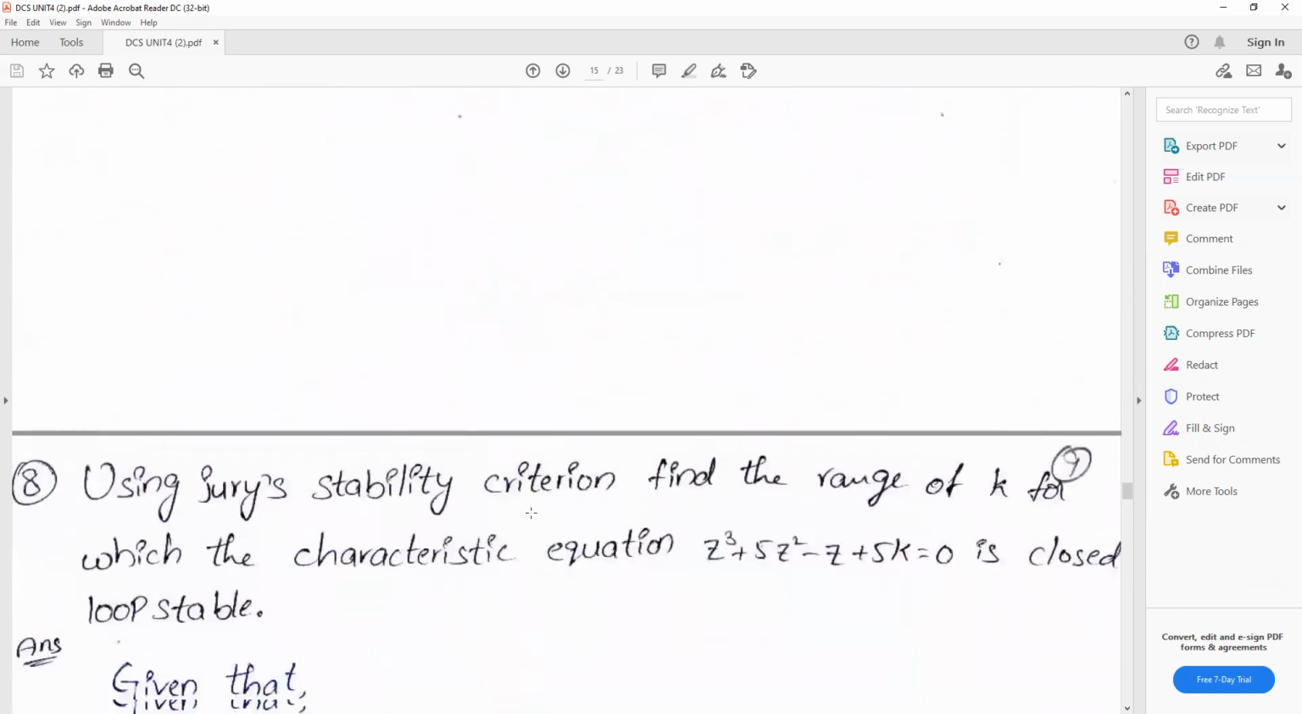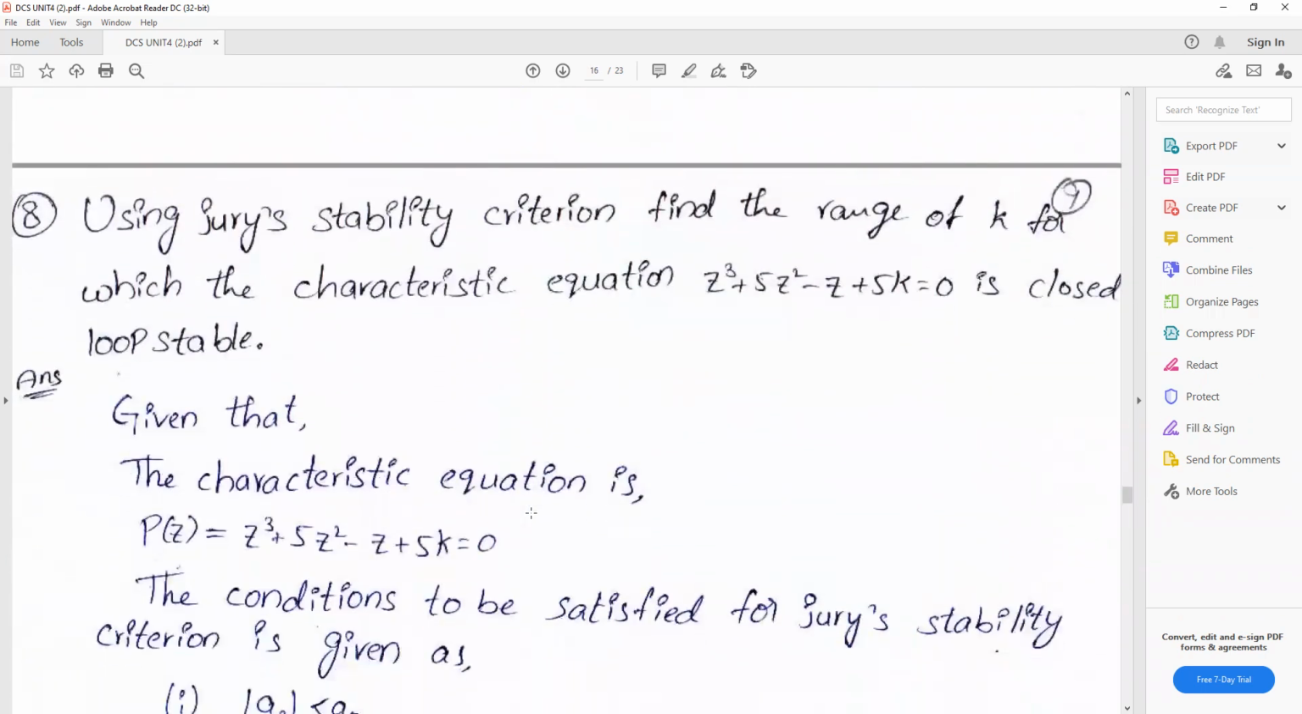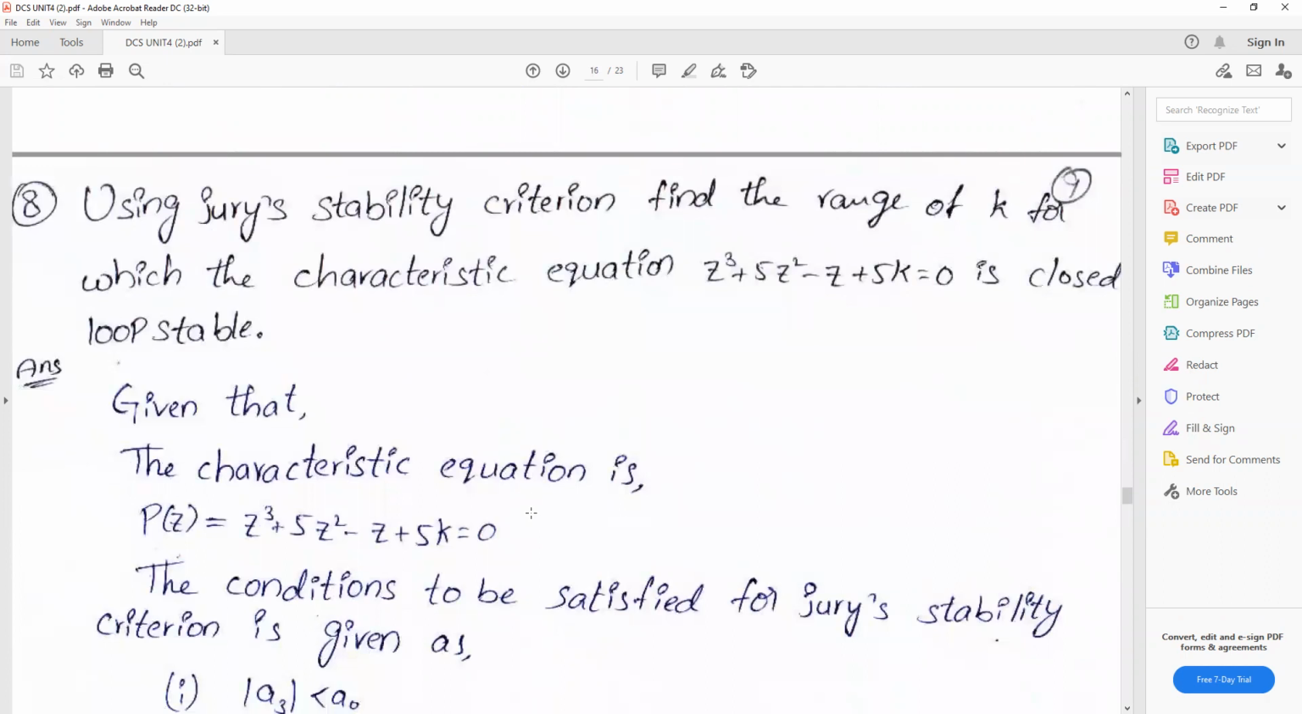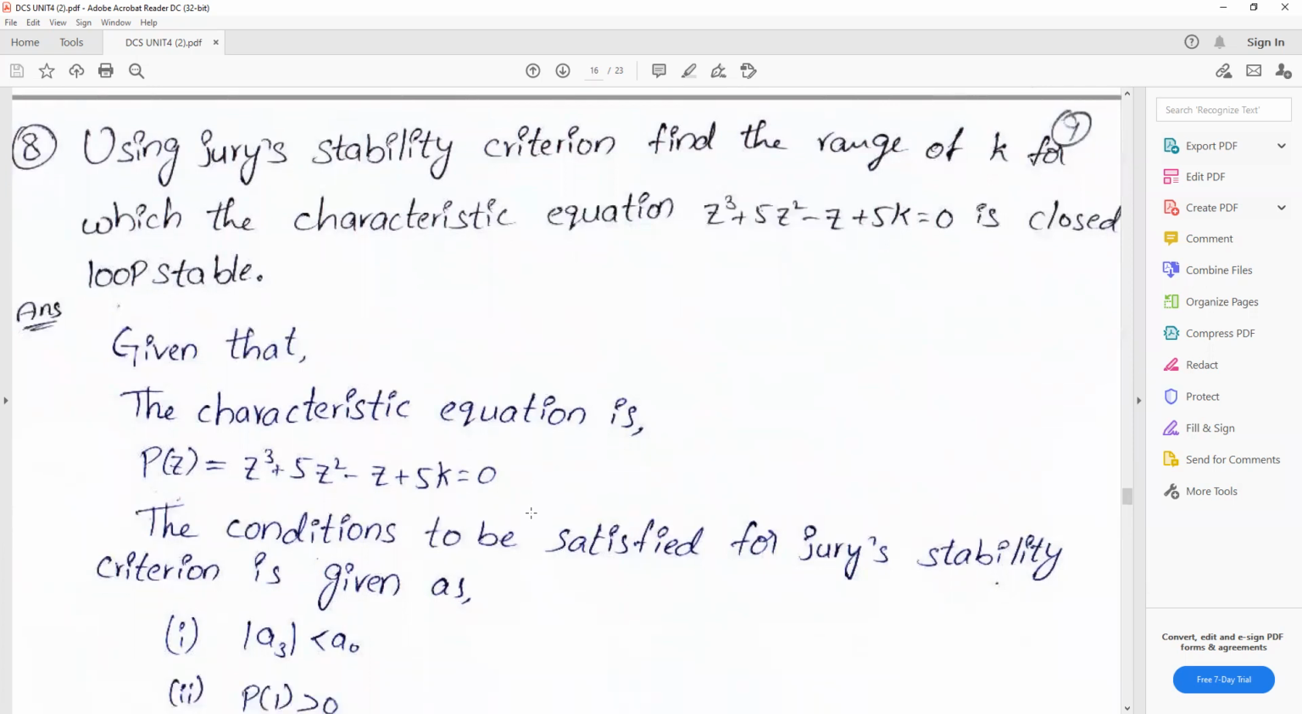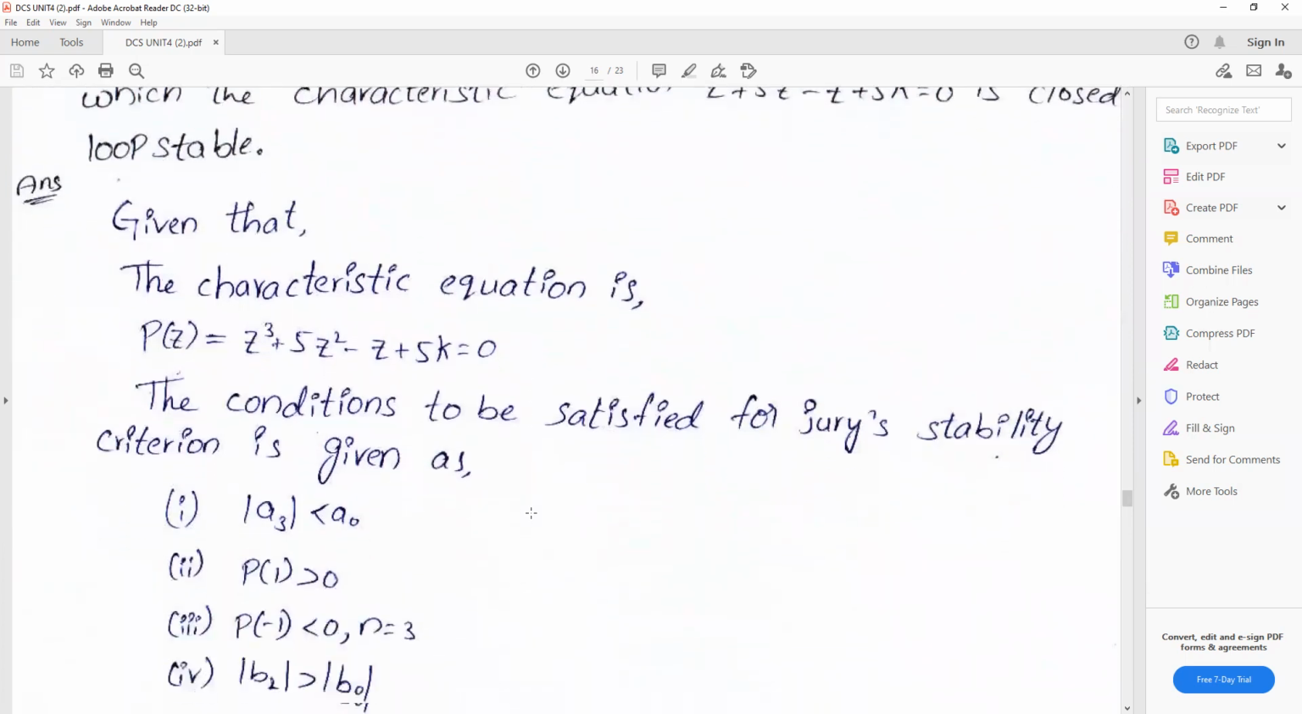Next, this is also the same. In the given characteristic equation Z cube plus 5Z square minus Z plus 5K equal to 0, find the range of K for which the closed loop system is stable. We have to calculate the range of K for the given characteristic equation. So the same four conditions.